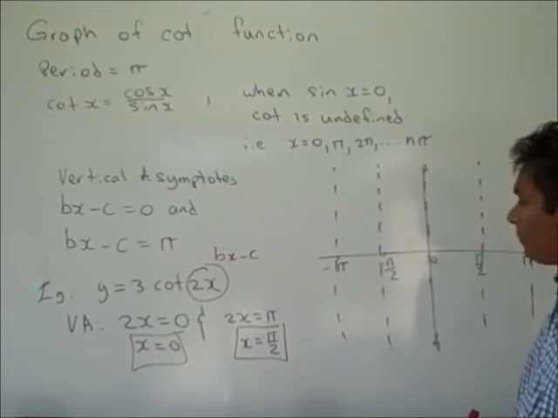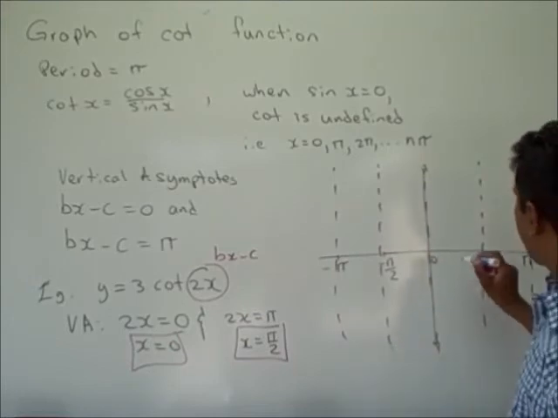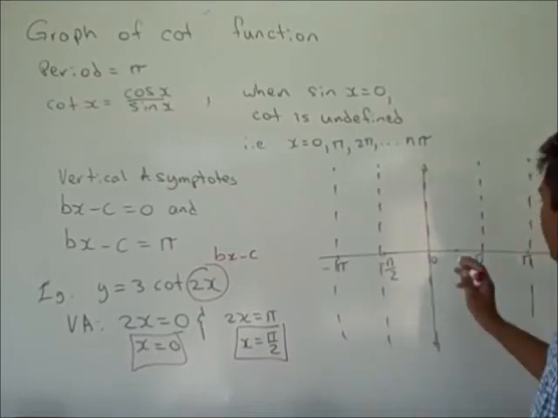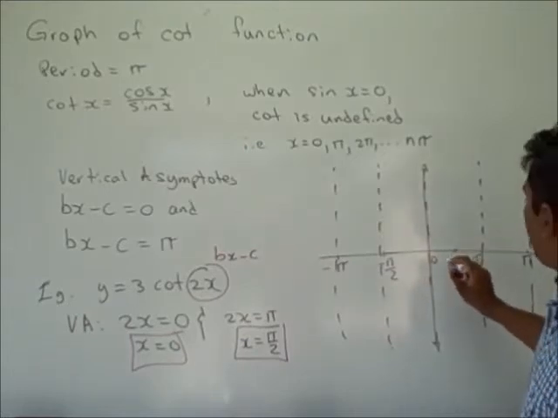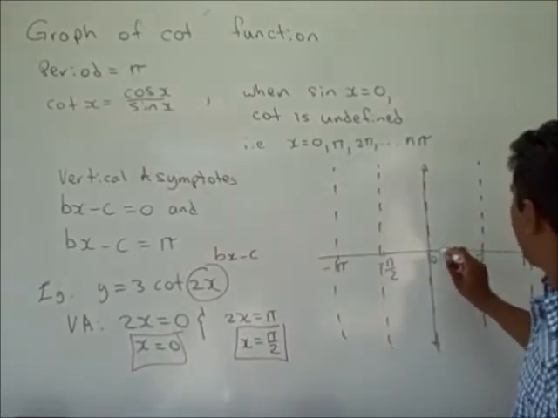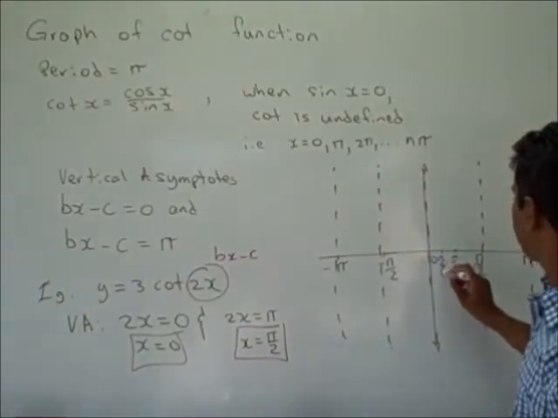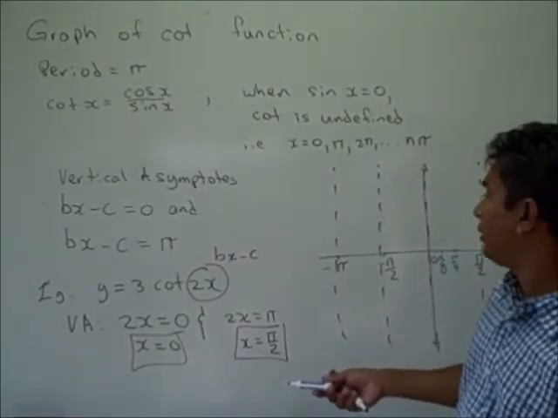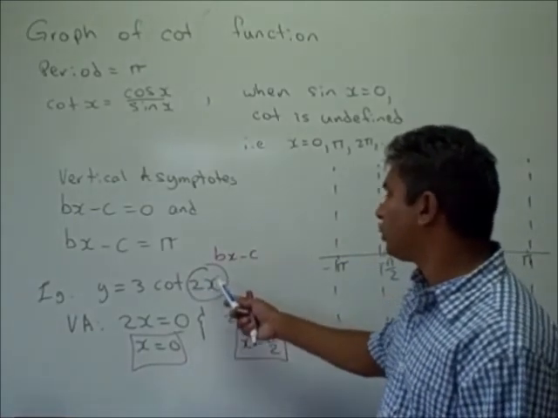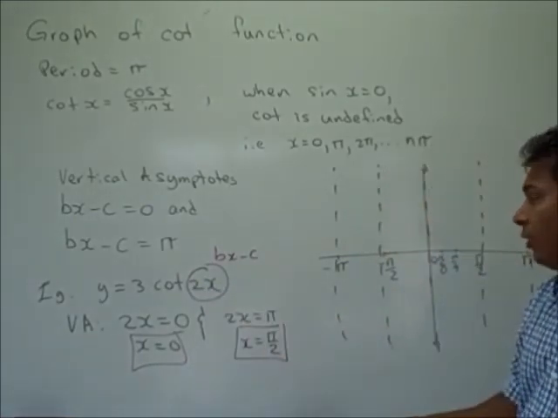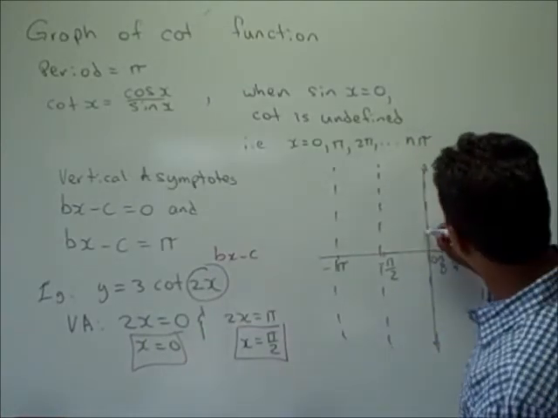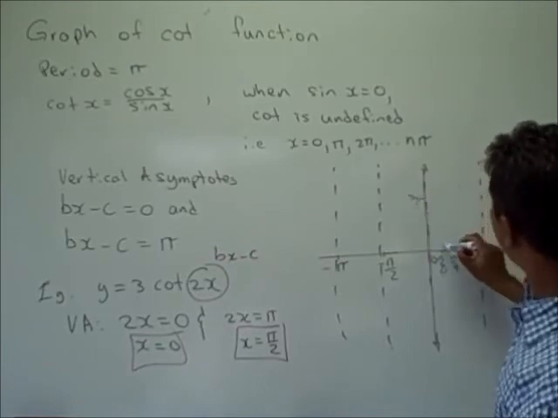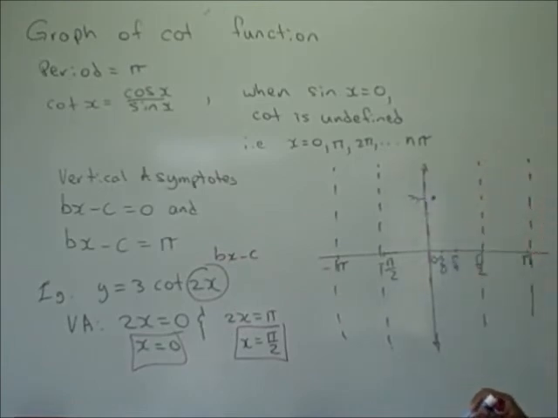So in between here, we have pi over 4. At pi over 4, we know the cotan will be equal to 0. When it's pi over 8, looking at pi over 8, this becomes 2 times pi over 8, which is pi over 4. The cotan of pi over 4 is 1, so 3 times 1 is 3. So this will give us, let's put in some numbers here, 3. So when it's pi over 8, we have 3.